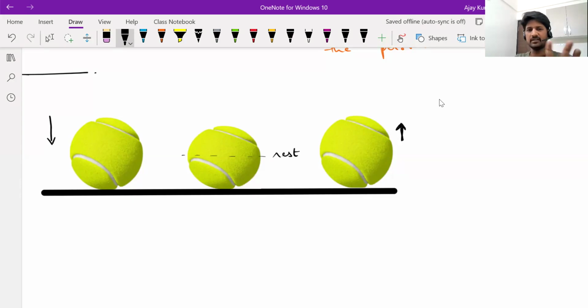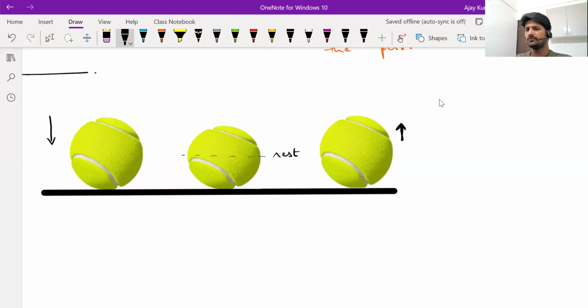See, air resistance is anyway non-conservative. You can't change its behavior. But you can change the behavior of forces acting within a system. I mean, we can't change them, but we can choose different systems having different kinds of forces internally.